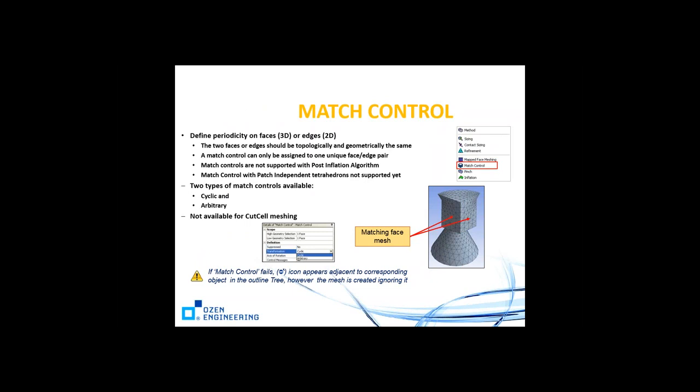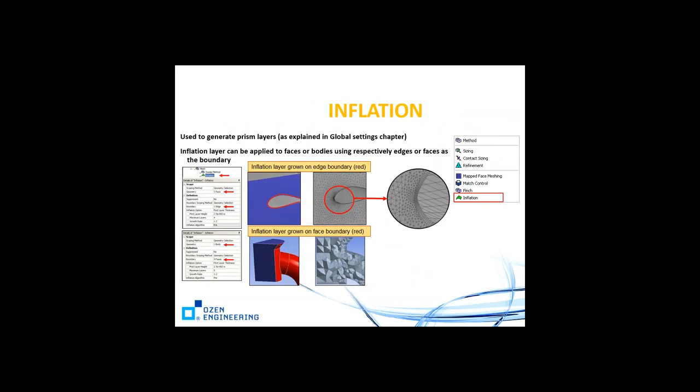And you can also do match control. If you have a problem where you're doing periodic boundary conditions, you will have to match the face mesh. So this is called match control. Inflation layers: if you're doing a CFD problem and you want to specify inflation layers, which are really boundary layers right next to the walls, that's a local control as well that you can specify on selected surfaces.